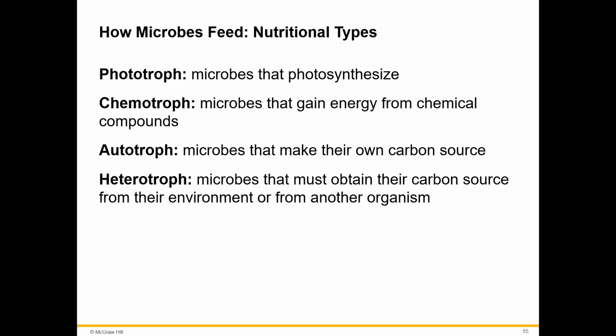Chemotrophs gain energy from chemical compounds. So they need chemicals in order to gain energy. An autotroph makes their own carbon source, while a heterotroph has to obtain their carbon source from outside of the cell, either from the environment or from another organism.